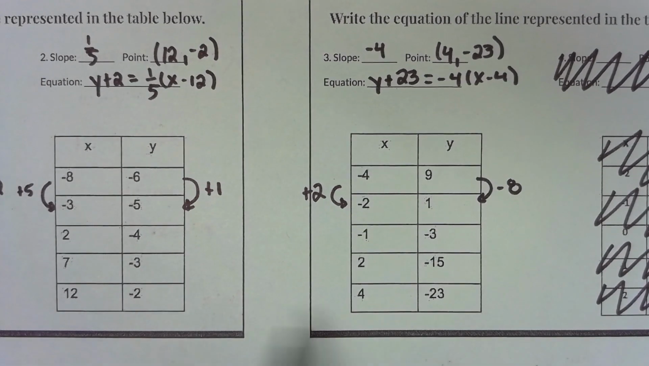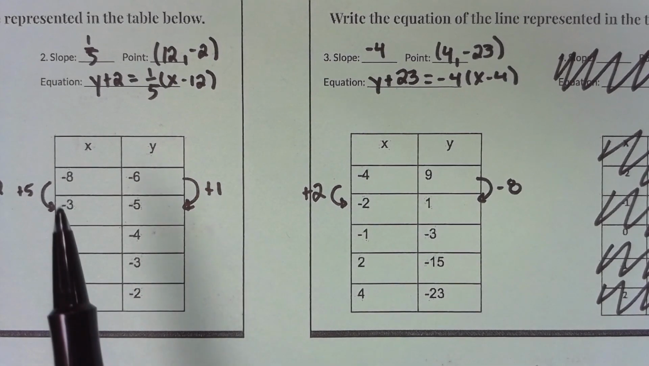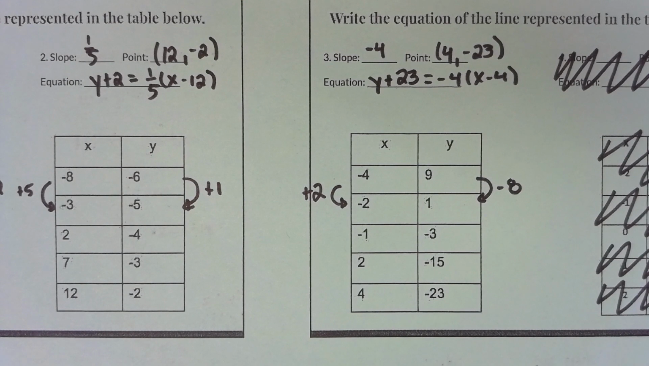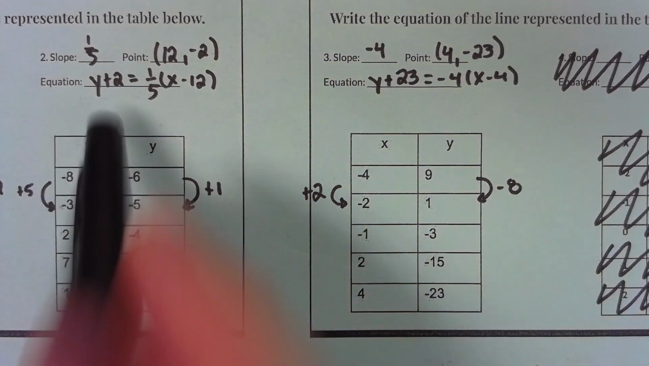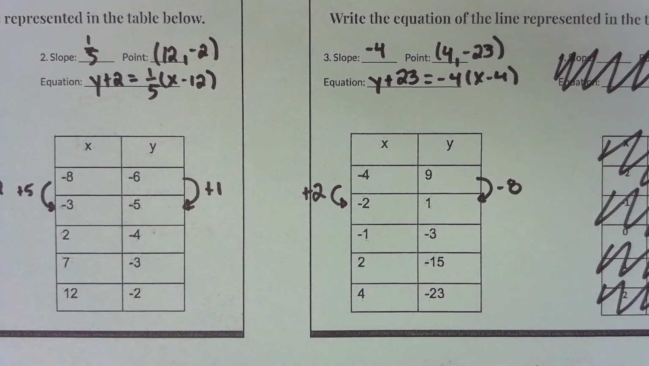Again, if you chose the bottom point of the table, then all your equations should match what I have up here exactly. Starting with the slope, going from -6 to -5, I'm adding 1. -8 to -3, I'm adding 5. So my slope, rise over run, or change in y divided by change in x here is 1/5. And the point, I chose to use 12, -2. Making my equation y plus 2, where that y coordinate, the sign is opposite, equals the slope of 1/5 times x minus 12. 12 has an opposite sign as well.